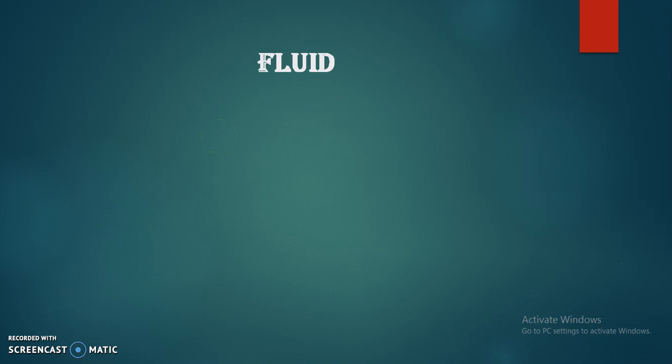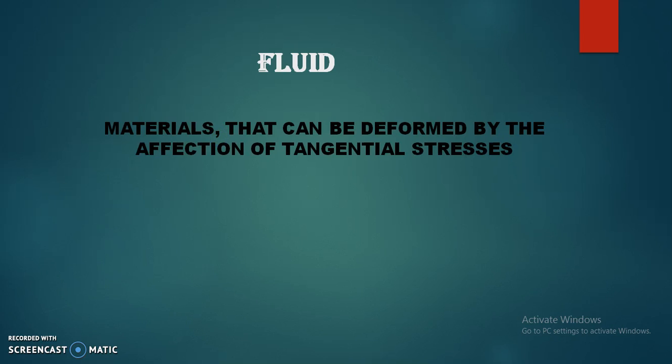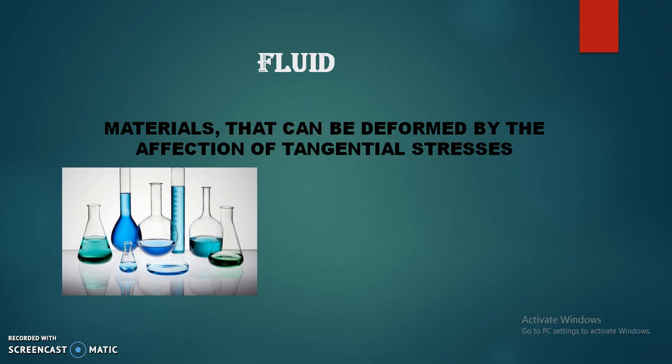Now before starting, I want to define what is called a fluid. Materials that can be deformed by the action of tangential stresses are called fluid. Fluid means any substance that can be deformed because of the action of tangential stresses, or it takes the shape of the container because of the tangential stresses.